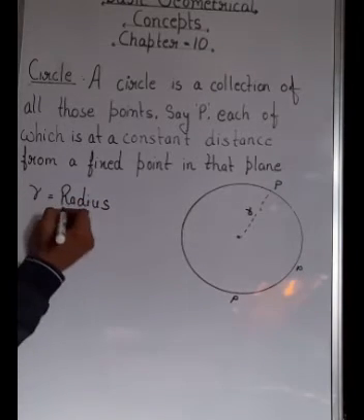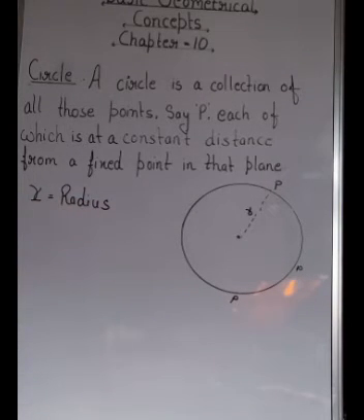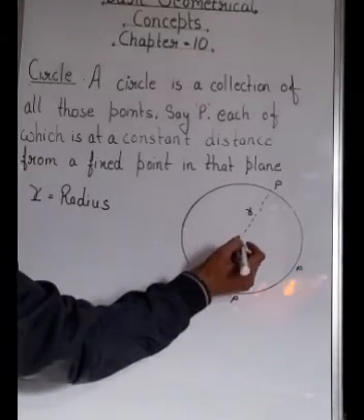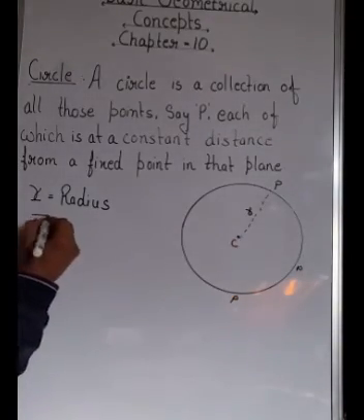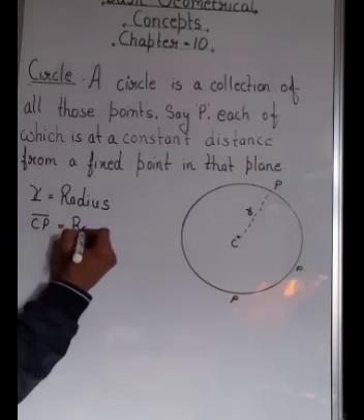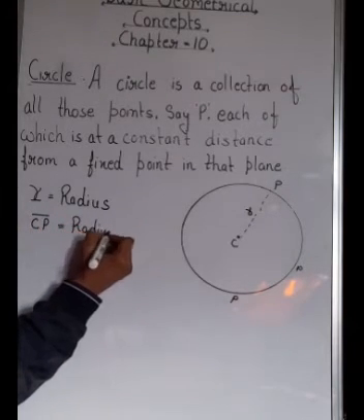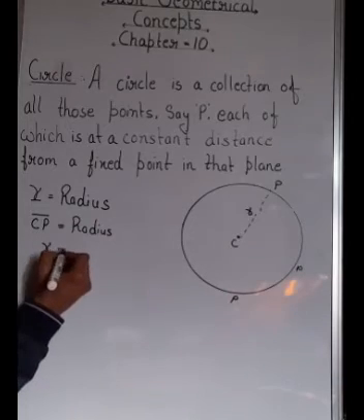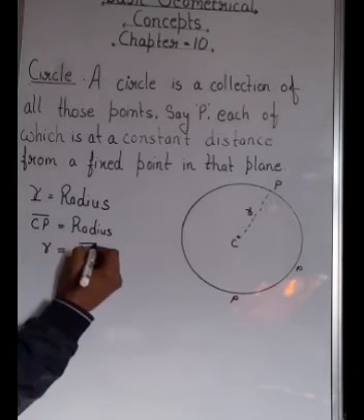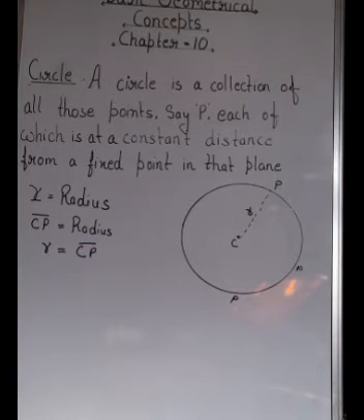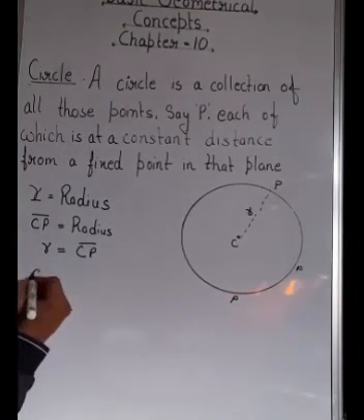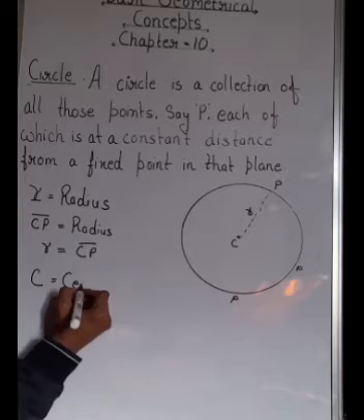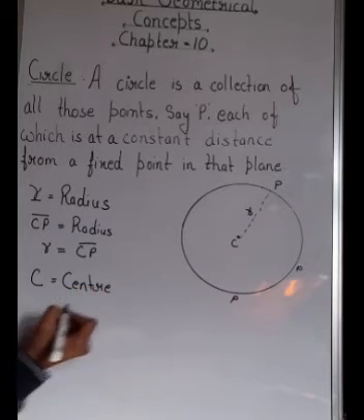You denote this radius using a small r. So this is your radius. If I consider this C, so CP. What is your CP? CP is your radius. And radius is always denoted by small r. So small r is equal to CP. Clear? Now what is this C? C is the center of the circle.